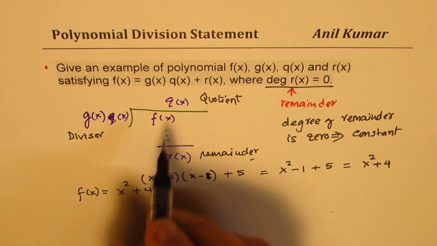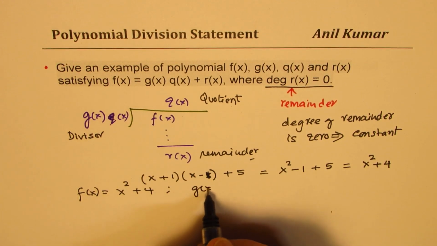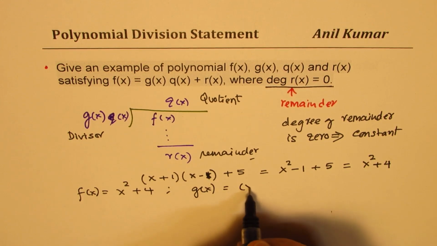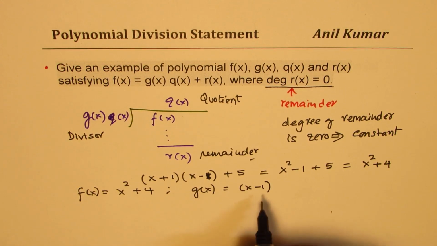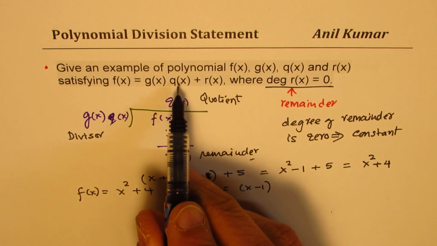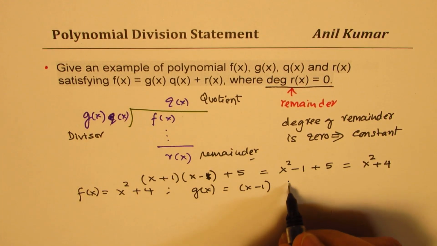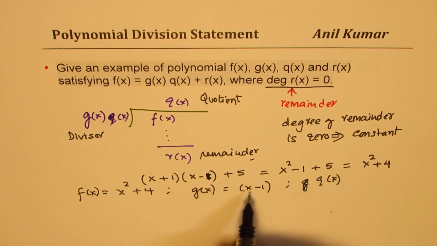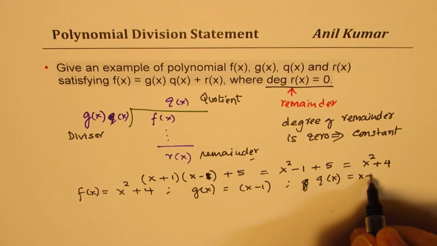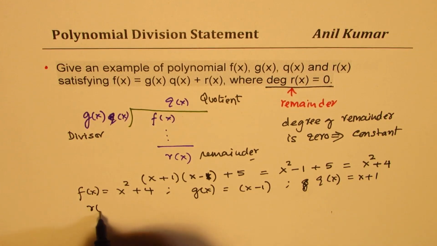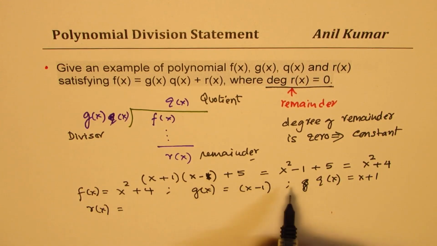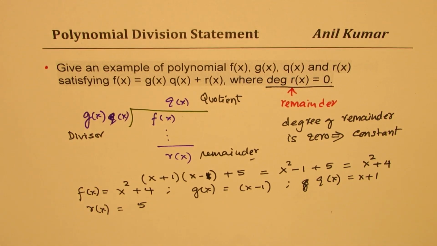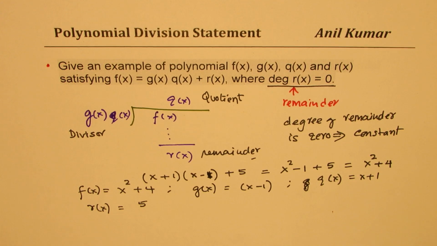And what do you have for g of x? G of x is the one by which you are dividing, so let it be equal to x minus 1, right? And what is q of x? The quotient. Q of x, the quotient, if you divide by x minus 1, is equal to x plus 1, and the remainder, r of x, in this case, is going to be 5. You get the idea. So that is how you could answer this particular question.